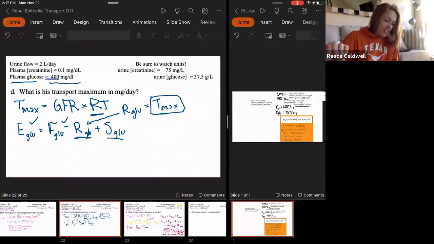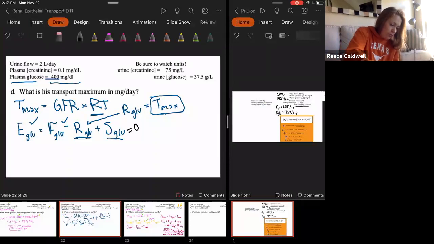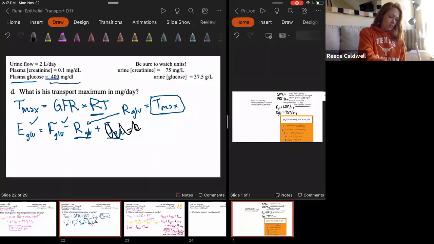To rejoin the meeting. What that tells us is that the secretion of glucose is 0. We will never, ever secrete glucose, so we can just set that to 0. So now let's go ahead and solve.